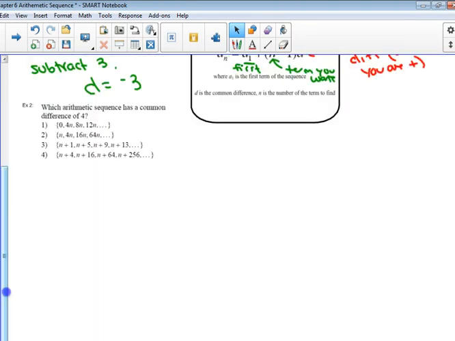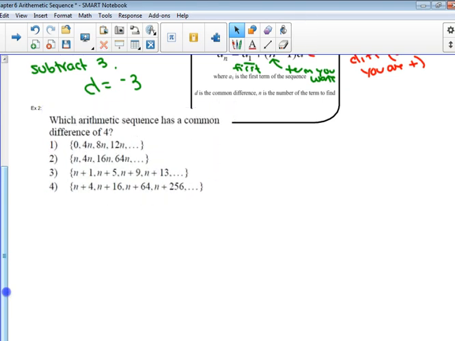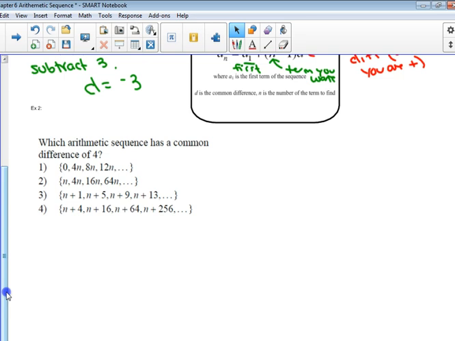When you guys are looking at this one, which one of these has a common difference of 4? Okay, take your time. Which one of these is adding 4 each time? Think about it. It's got to be addition, not multiplication.